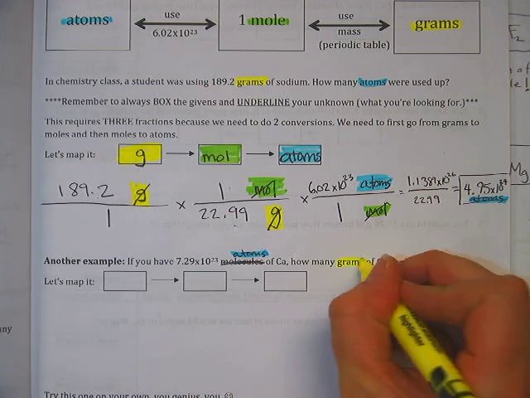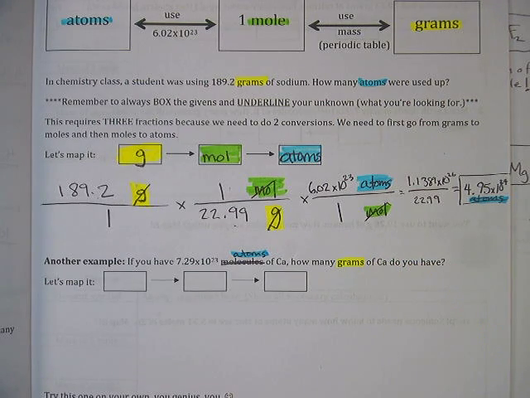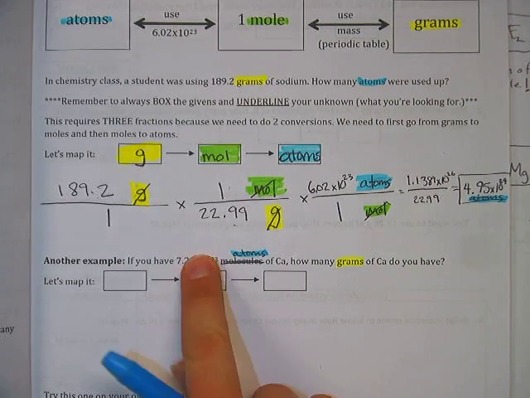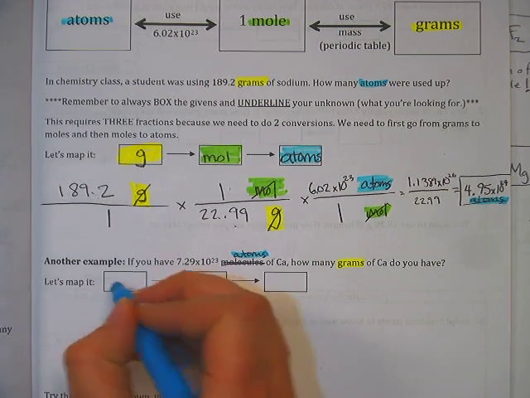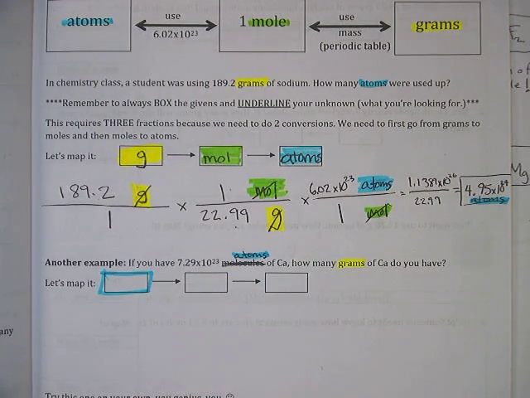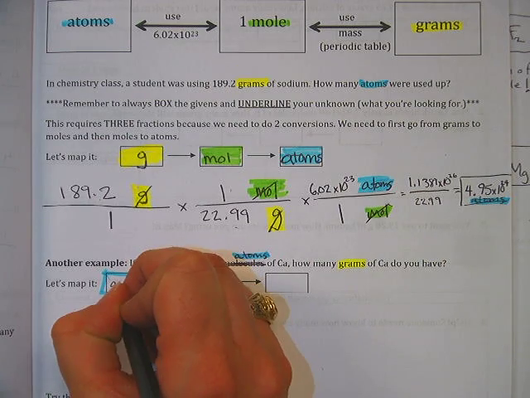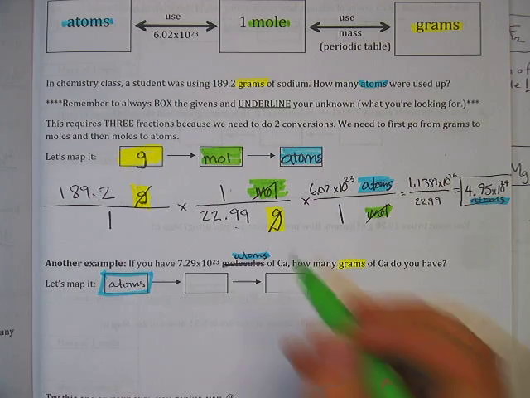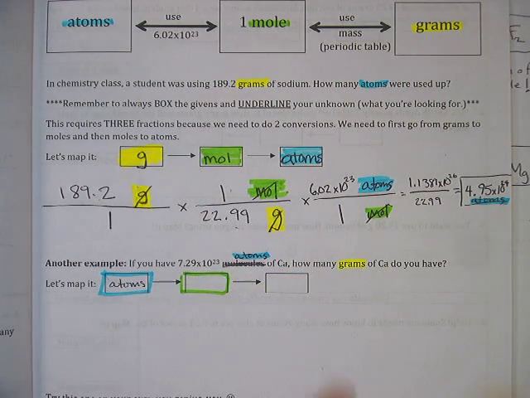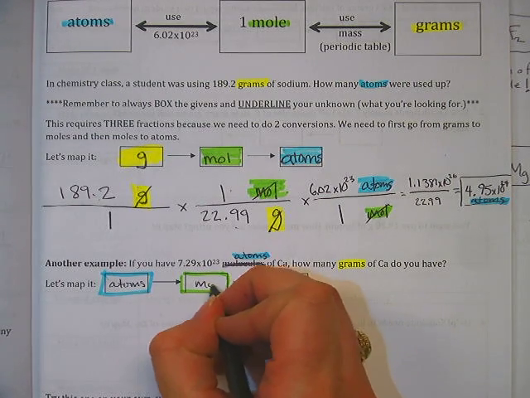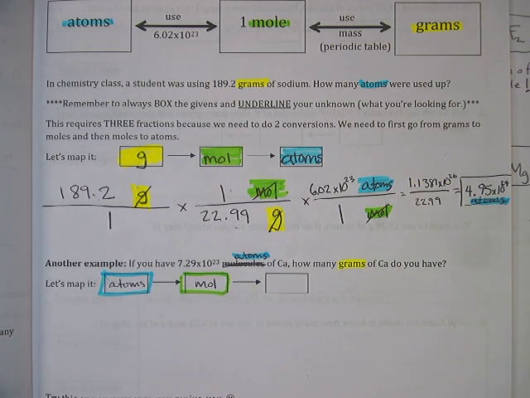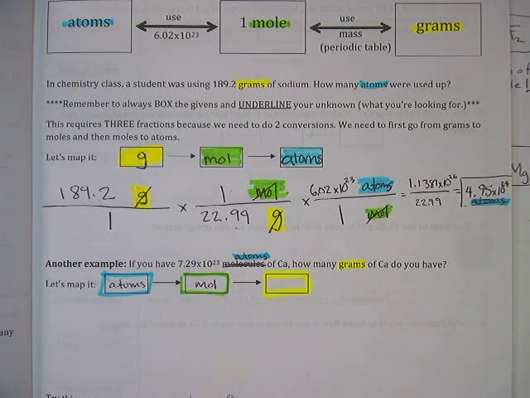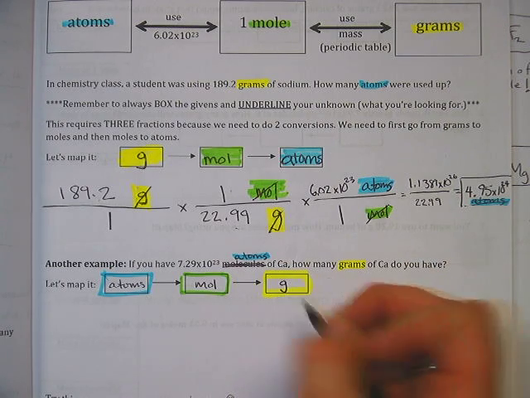Yes, golden grams. Okay, so they are starting us with a blue number. They gave us a blue number, so that's what we're going to start with. Blue atoms. And I need yellow. Can blue and yellow ever be one right after the other? No. What is going to end up in the middle? Green, moles. So make sure you put green moles in the middle. And then we can end with yellow. Grams.